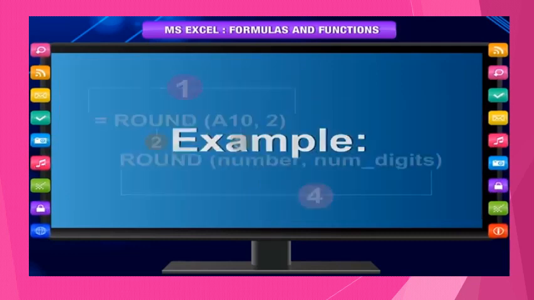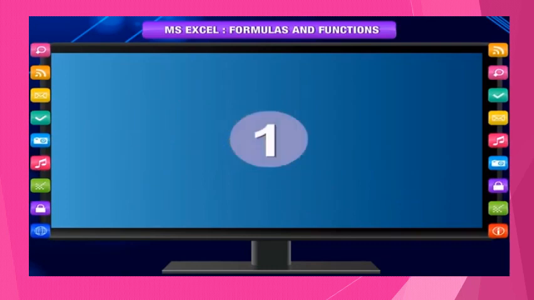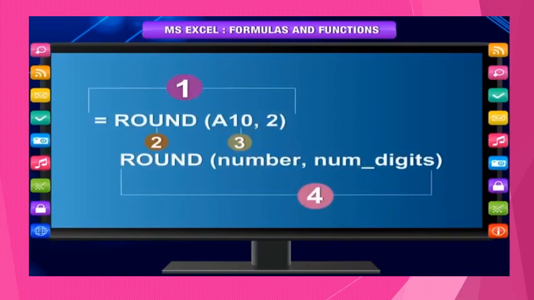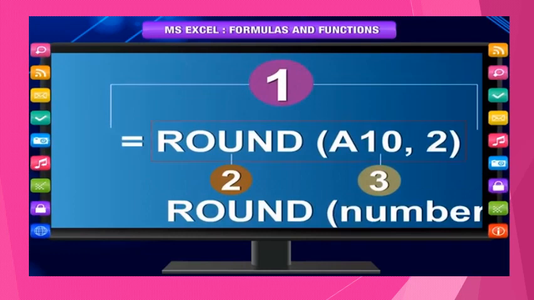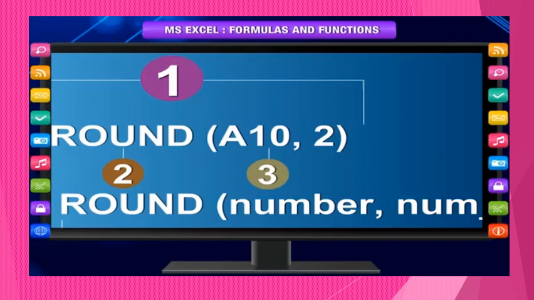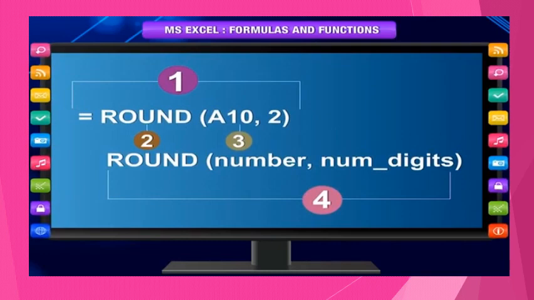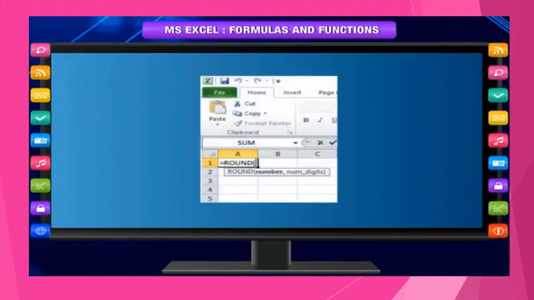Example. The following example of the ROUND function illustrates the syntax of a function. 1. Shows the structure of a function as explained above. 2. ROUND is the name of the function. 3. The cell reference A10 and 2 are the arguments, enclosed in parentheses. 4. As you type the function, a tooltip with the syntax and arguments appears. For example, type =ROUND( and the tooltip appears. Tooltips only appear for built-in functions.